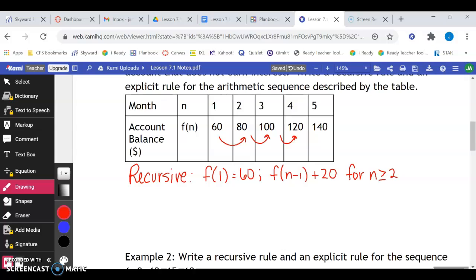Okay, so when you're writing a recursive rule, always give the first term. And then your equation is going to have that f of n minus 1. And then you're going to add or subtract. If this one was going down, we would put minus, but whatever that common difference is, and then always have this part. That's not going to change at the end for n is greater than or equal to 2, because it's always for the second term or higher. All right, now to write the explicit rule.